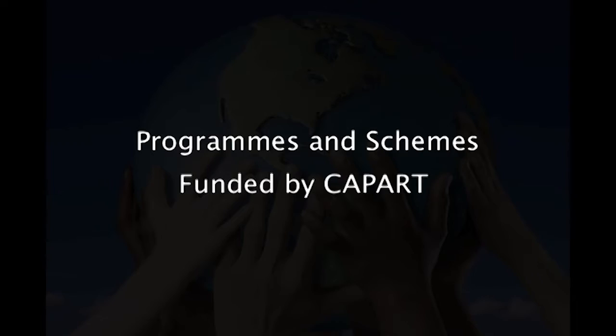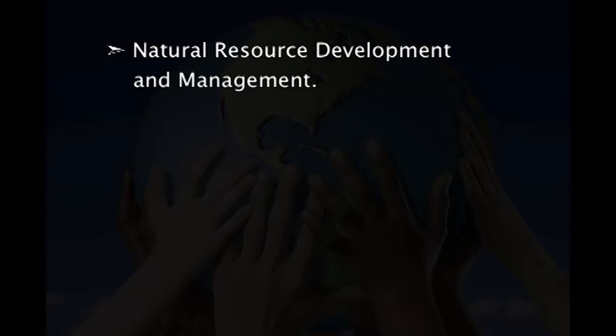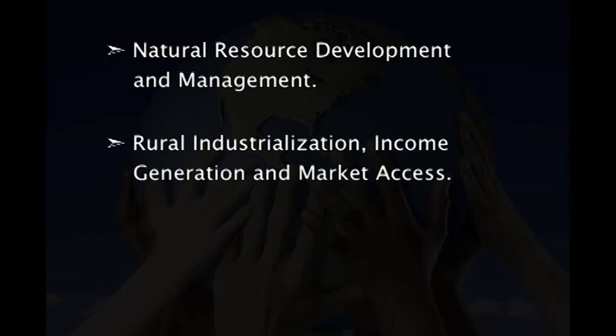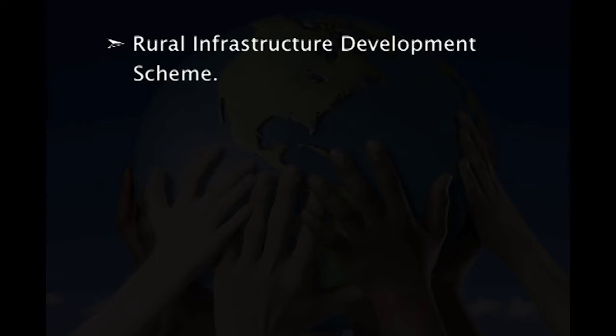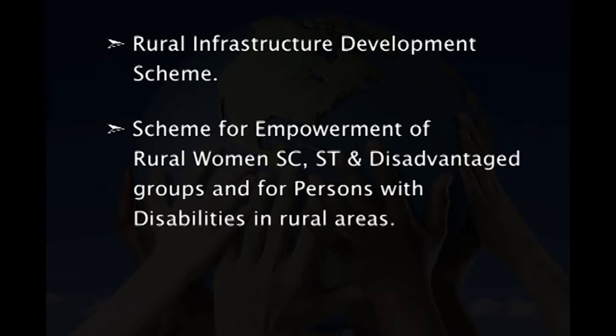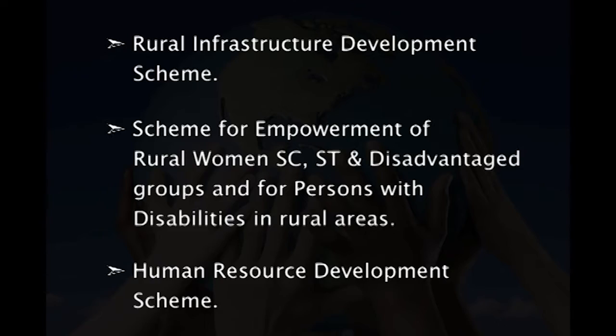Next, let us see the programs and schemes funded by PRUDPart. The 6 classified programs and schemes for which PRUDPart assistance will be available are: Natural Resource Development and Management, Rural Industrialization, Income Generation and Market Access, Technologies for Rural Development and Promotion of Information Technology, Rural Infrastructure and Development Scheme, Scheme for Empowerment of Rural Women, SC, ST and disadvantaged groups and for persons with disabilities in rural areas, and Human Resource Development Scheme.